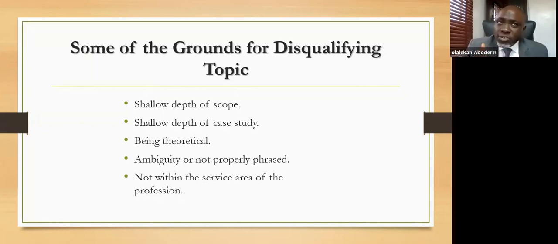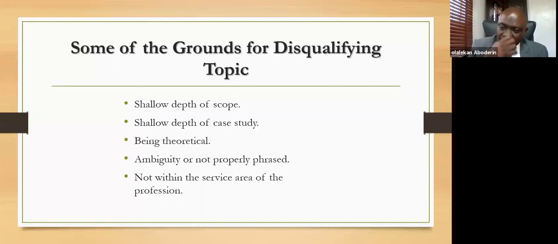One of the strategies of identifying that is to check whether the topic requires field data. For example, the moment it requires field data before the objective of that topic could be achieved, then it's theoretical. Okay, then ambiguity, or not properly phrased. If it's ambiguous, it does not convey a single meaning, and if it is not within the service area of the profession.